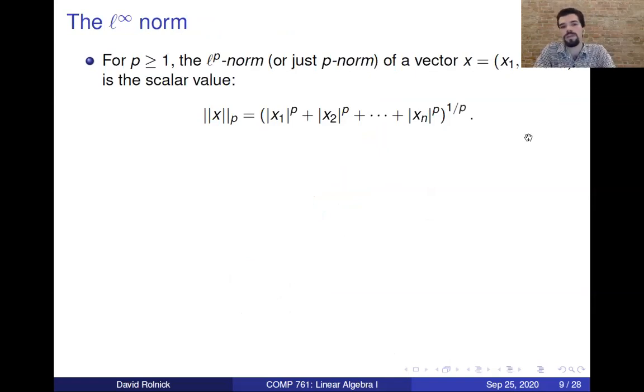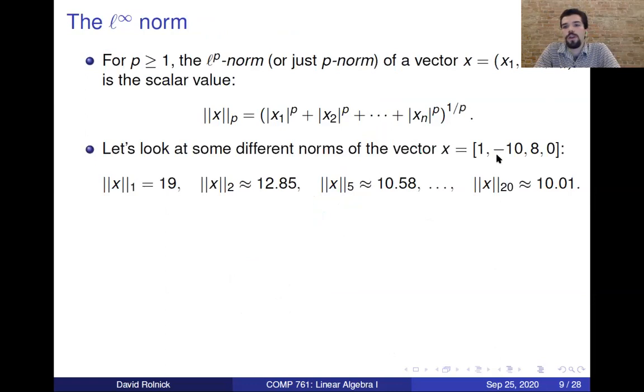Now, you will often see the L infinity norm as well. What is the L infinity norm? The L infinity norm you can get a sense of by taking the P norms as P gets larger. So for example, the P norm of this vector, 1, negative 10, 8, 0, if P equals 1 is equal to 19, 1 plus 10 plus 8. The L2 norm is some nasty number, but around 13. L5 norm is 10.58, going to the L20 norm, 10.01.